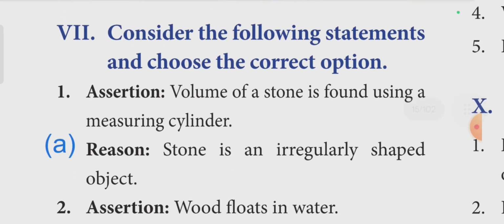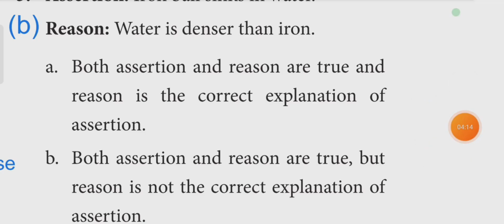Next, seventh Roman, consider the following statements and choose the correct option. First one, assertion, volume of a stone is found using a measuring cylinder. Reason, stone is an irregularly shaped object. Answer option A. Both assertion and reason are true and reason is the correct explanation of assertion.